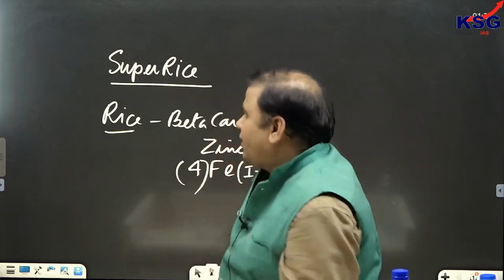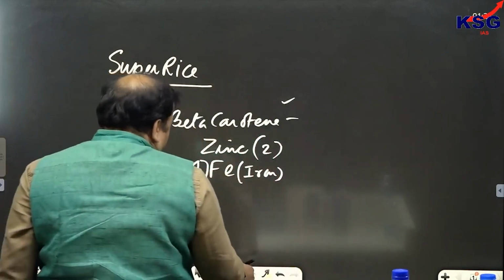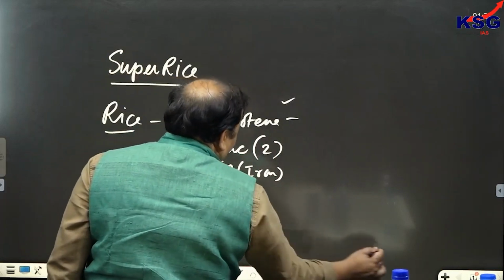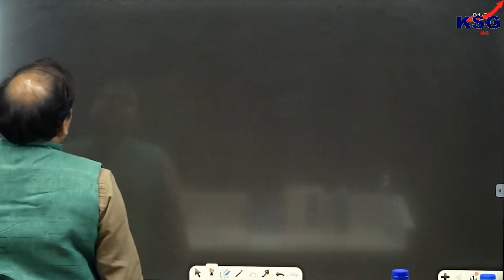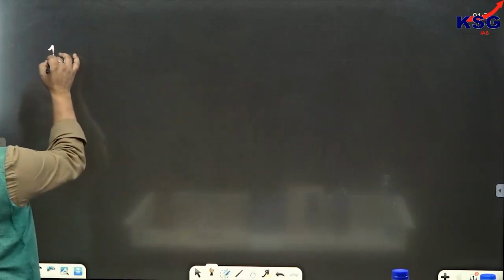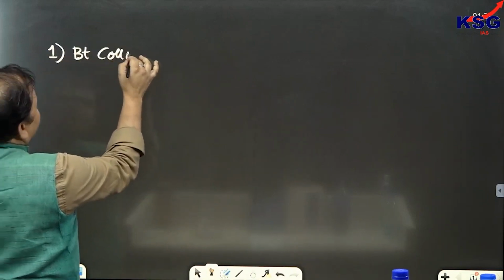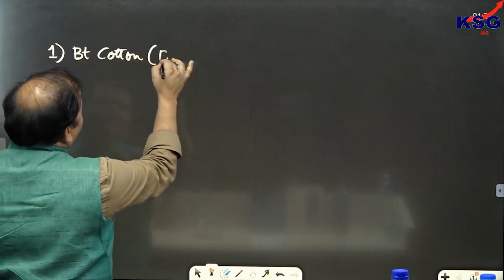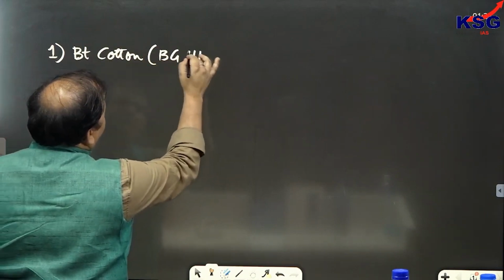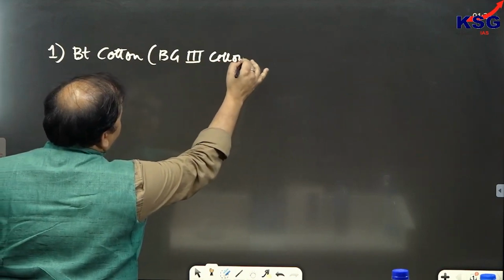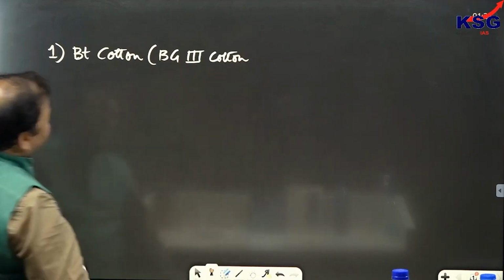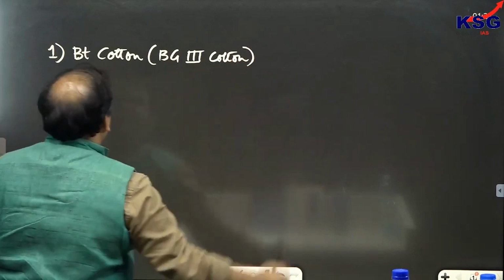But in India, there are three varieties which are much debated. Now, the first variety is called BT cotton. Remember that BT cotton is also called BG3 cotton.